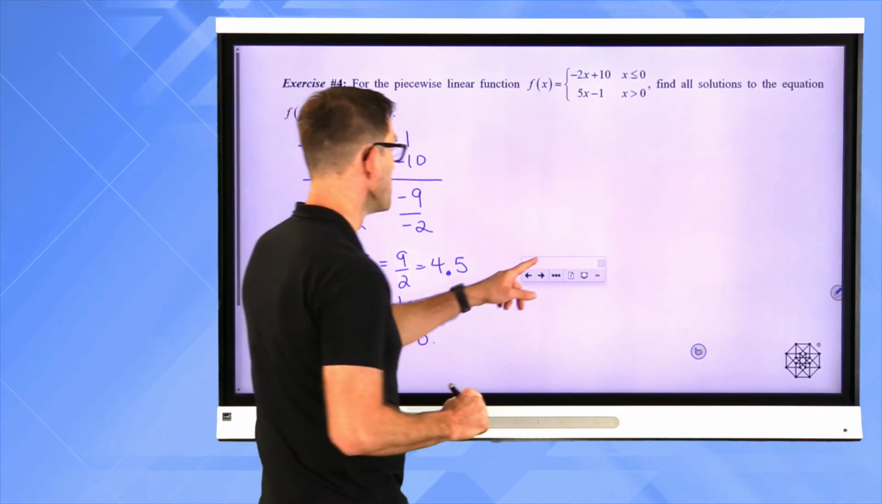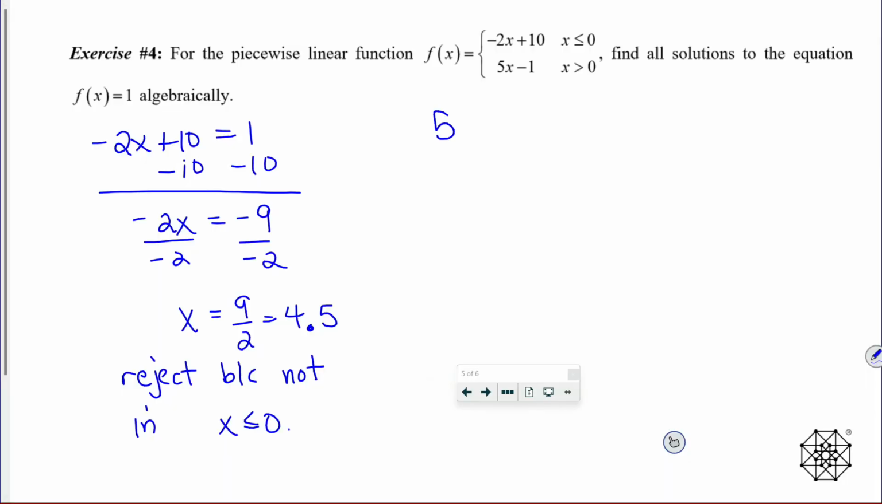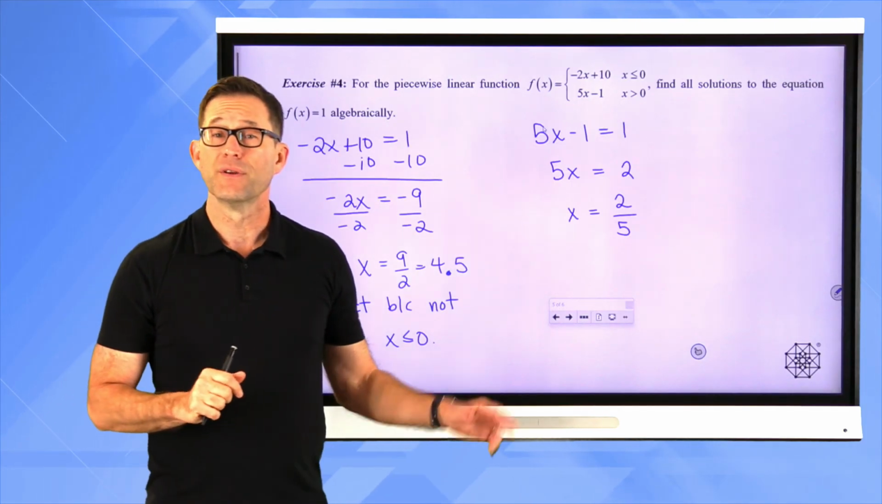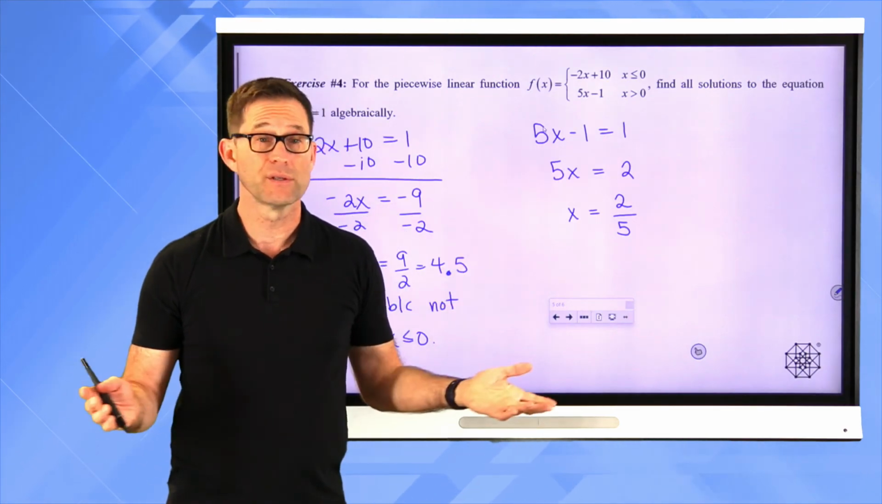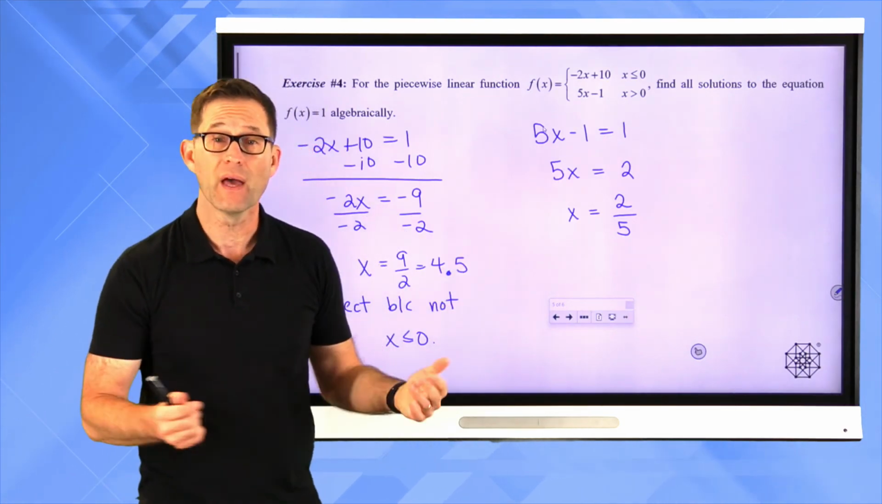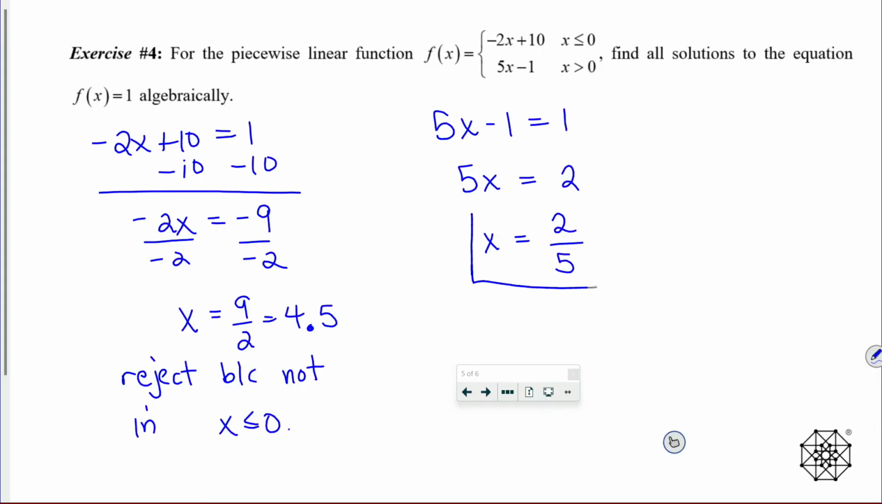Let's take a look at the next one. So we can also say, well, 5x minus 1 is equal to 1. Add 1 to both sides, we'll get 5x equals 2. Divide both sides by 5, and we'll get x equals 2/5. Now, does 2/5 fall into the interval x greater than 0? And the answer is absolutely. Yeah, this one's good, because it does fall in the domain interval.